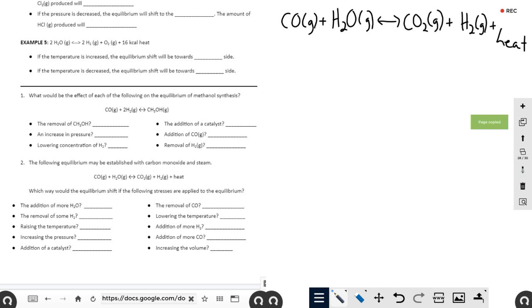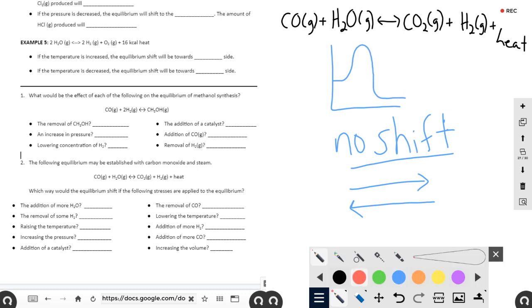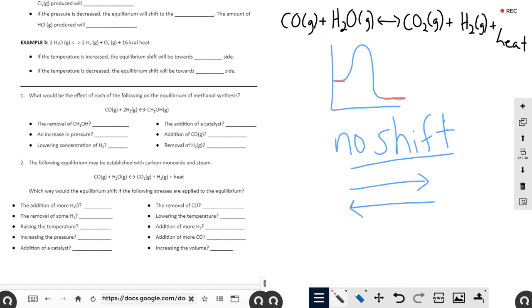So let's see. Adding a catalyst. Oh, catalyst is no shift, right? What does the catalyst do? Increases the rate of the forward reaction, increases the rate of the reverse reaction. No shift in equilibrium. So if you remember from a potential energy diagram, when you add a catalyst, we start the same, we end the same. All that happens is we lower this activation energy. So instead of needing this much energy, we need this much. That will definitely help the reaction occur faster.